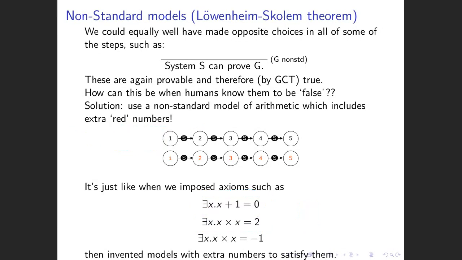It happened more recently when someone decided to add an axiom like this, saying there exists a number x such that x times x equals -1. So this is the square root of -1, which we often write as i. And i is not a natural number, it is a complex number, and you have to extend your model theory with more numbers.